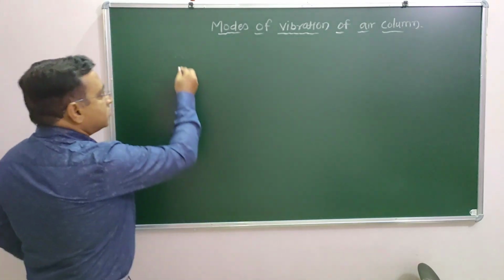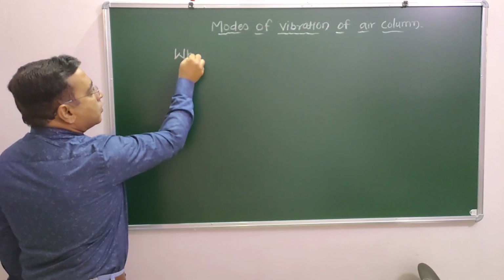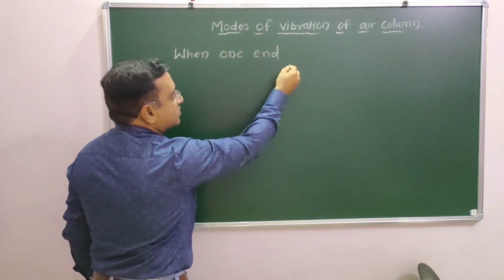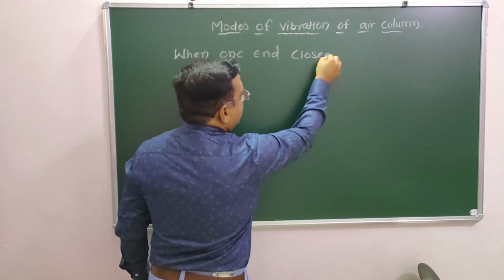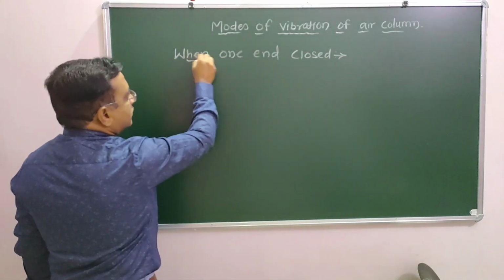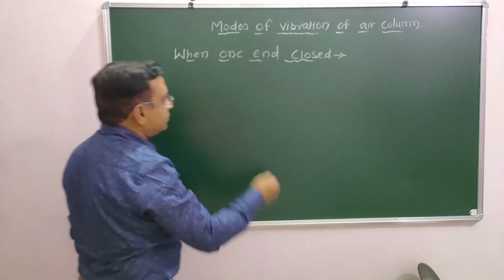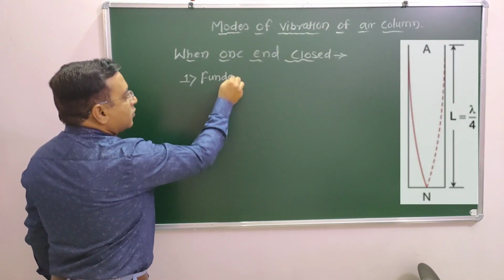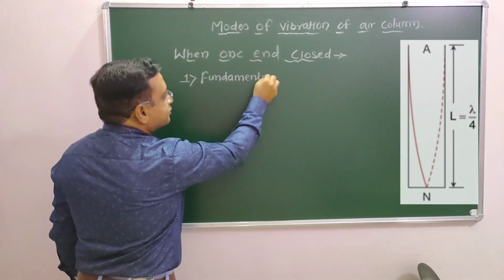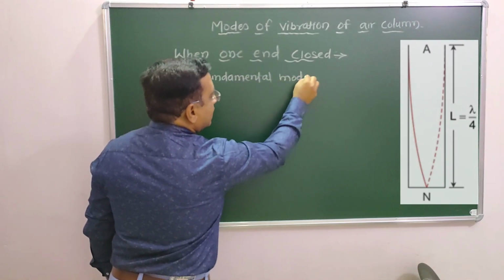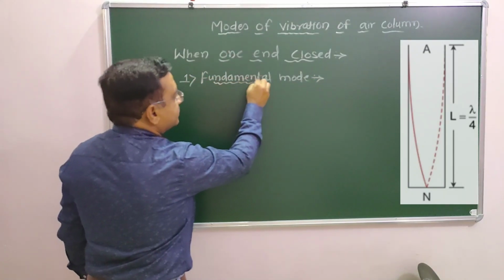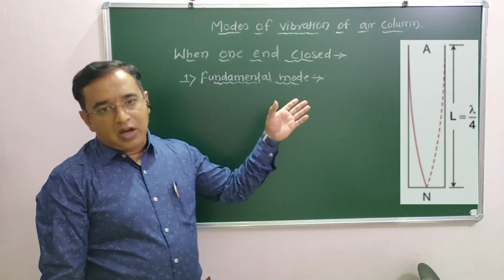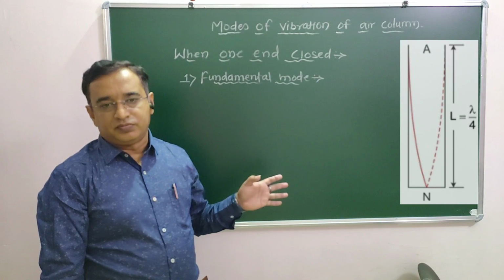See, first condition, when one end is closed, the first mode that we are going to observe is the fundamental mode. In this fundamental mode, observe the diagram. In this diagram, we have only one antinode and we have the node.